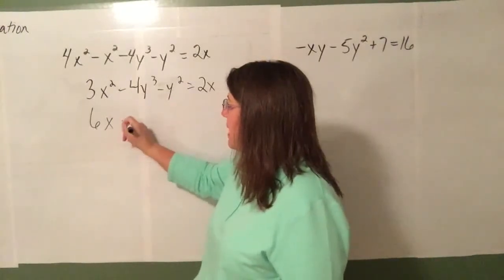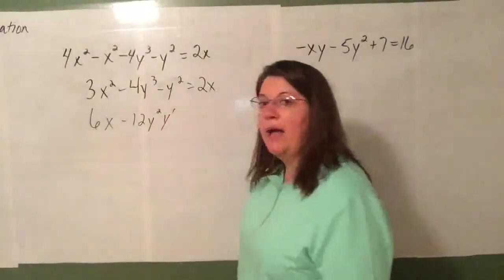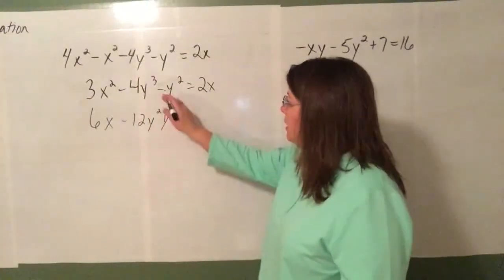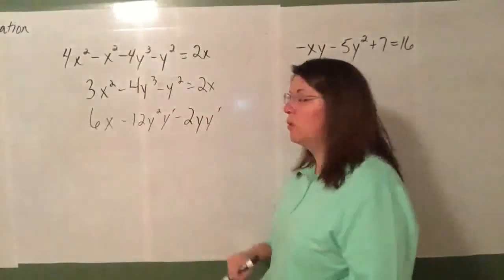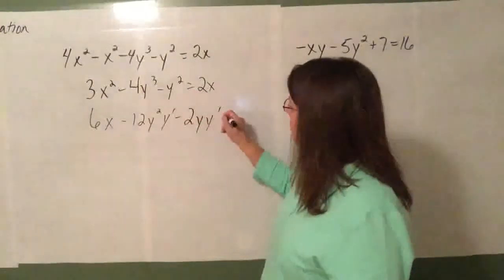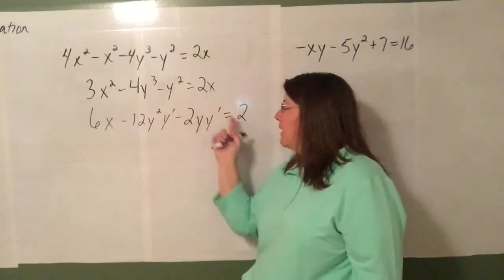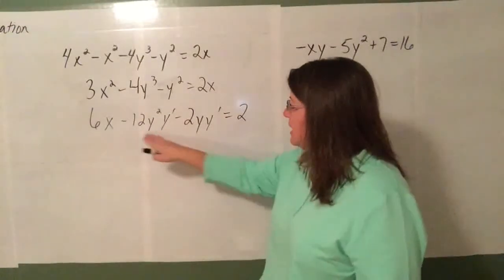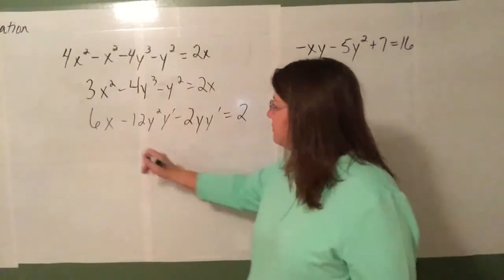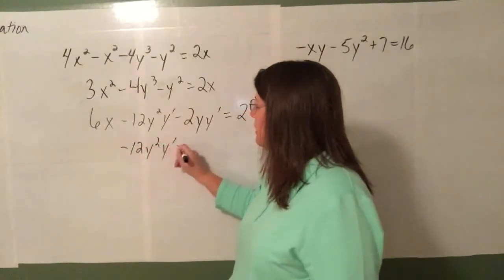We don't need the y prime because that's an x term, not a y term. For this one, that would be minus 12y squared. We took the derivative of y, so I'm going to include a y prime. Minus 2y, that's the derivative of a y, so I include a y prime. And that equals 2, because that's the derivative of 2x. And that is an x term, so we do not need a y prime. Then I'm going to get the y prime terms together, and anything that does not have a y prime to the other side.